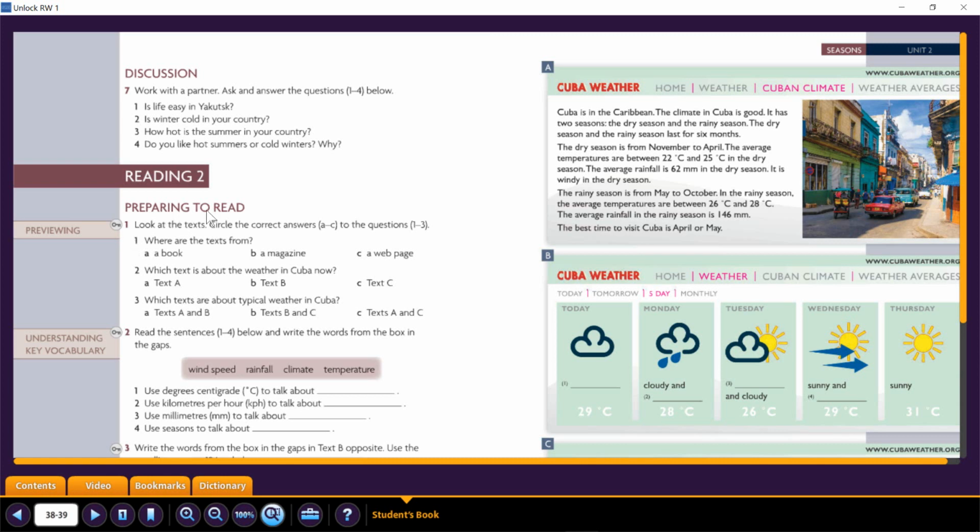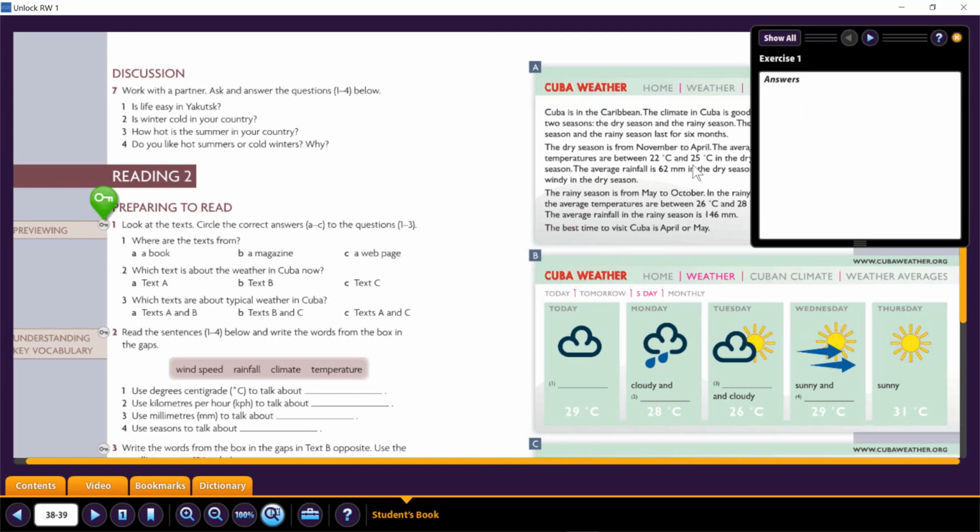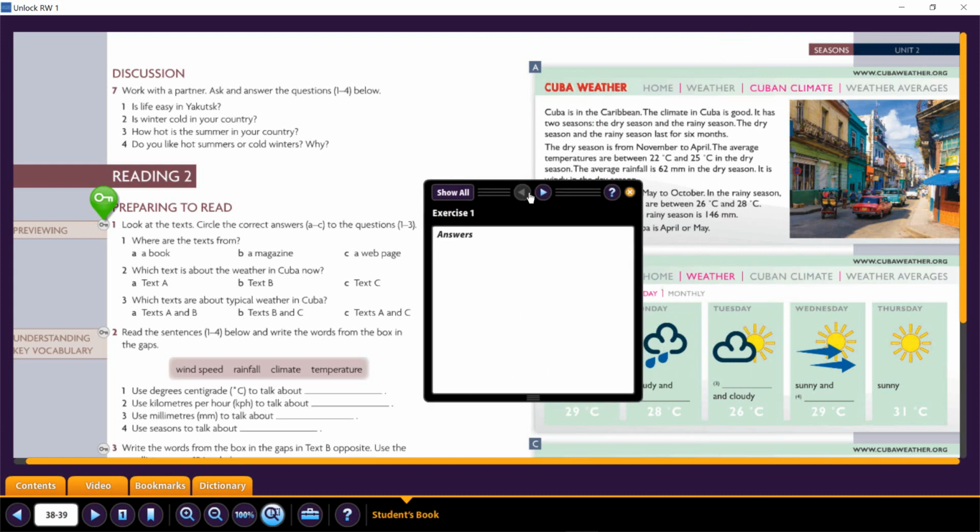So, preparing to read. Look at the texts. Circle the correct answers A to C to the questions 1 to 3. Number 1. Where are the texts from? What do you think? Since we have a link here, these texts are from a web page. So 1 with C, I'm so sorry.